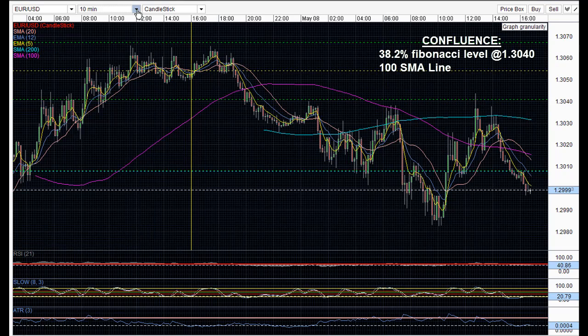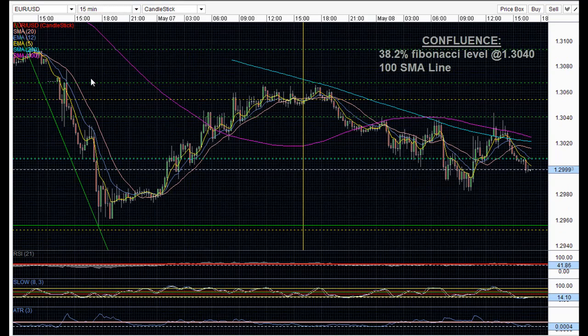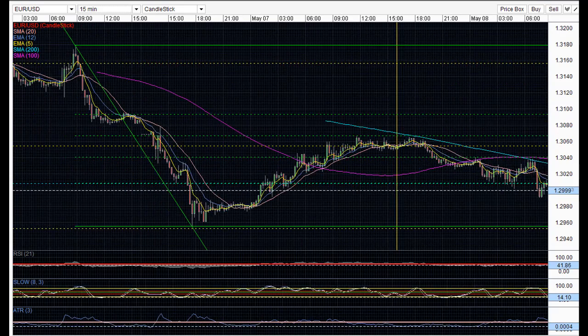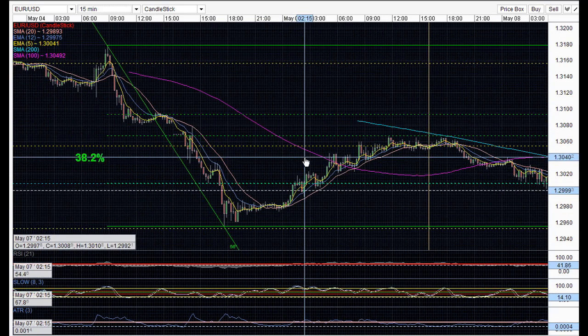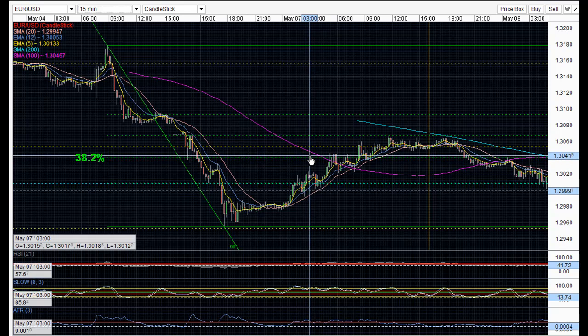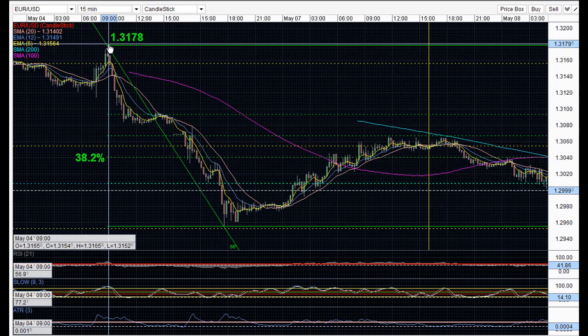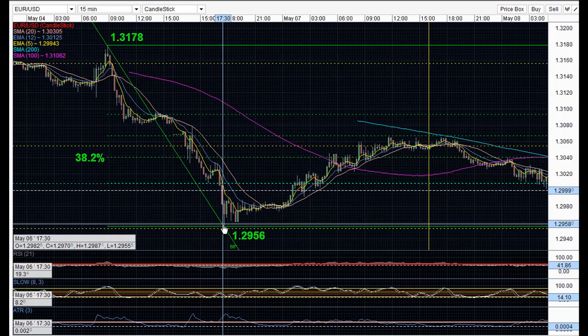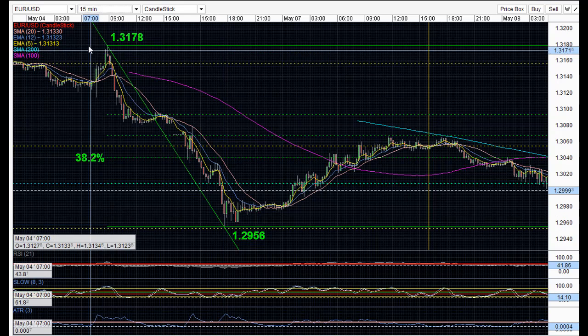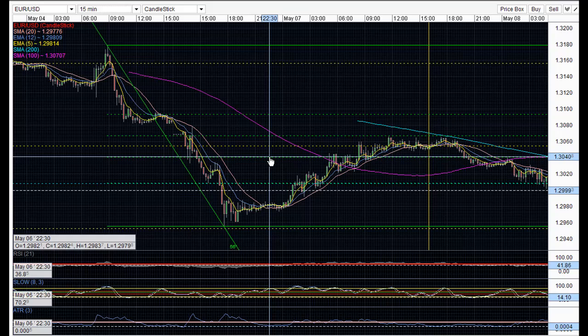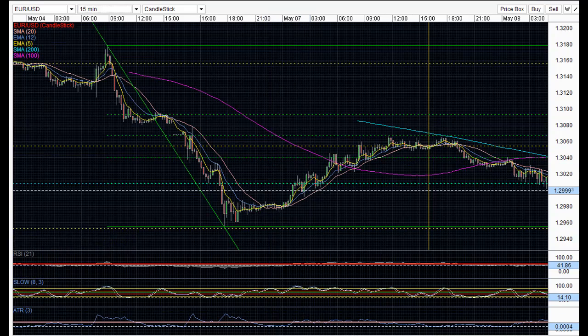Now let me go to our 15-minute chart so I can show you how that Fibonacci level was formed. Right here at 30.40, this is where our 38.2% Fibonacci level is drawn in. You can see how it was formed from the fall that happened from last Friday's high, I think at about 31.78, down towards this week's low at about 29.56. So this leg down in price is what created this 38.2% Fibonacci level.